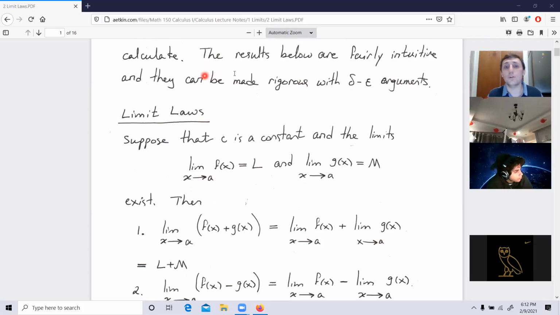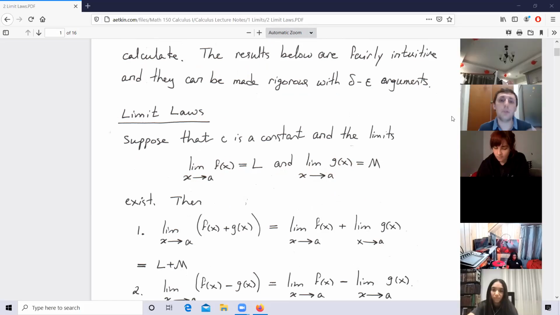All right, guys, so limit laws. Suppose we know that the limit as x goes to a of f of x is L, and the limit as x goes to a of g of x is equal to M. Would anybody remind me before I continue, what is a limit?